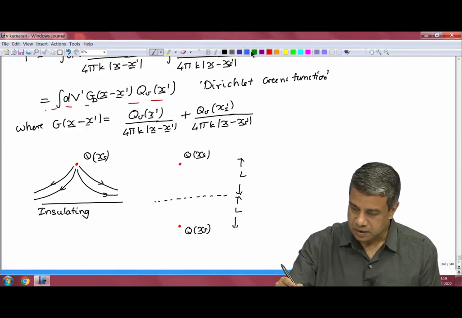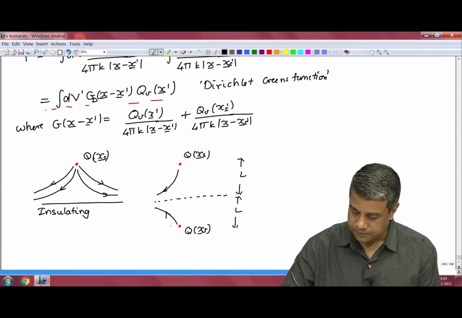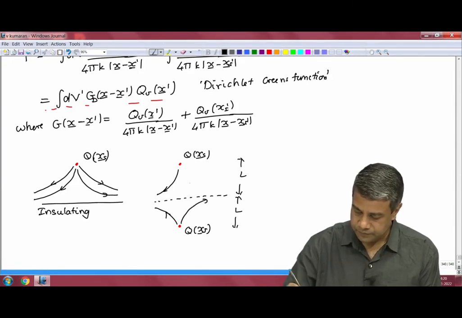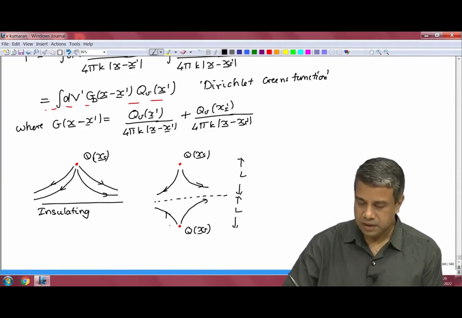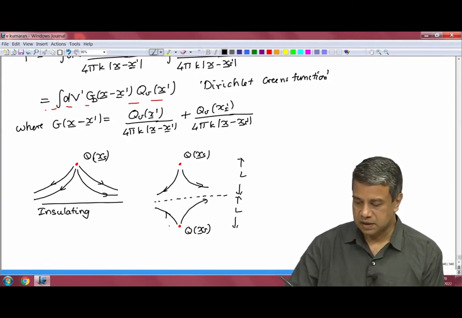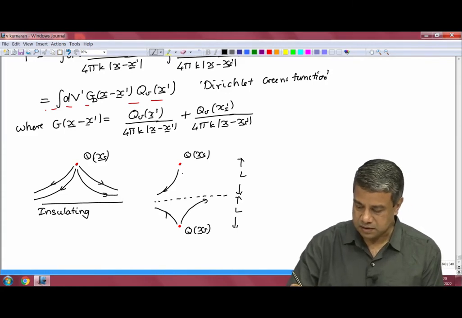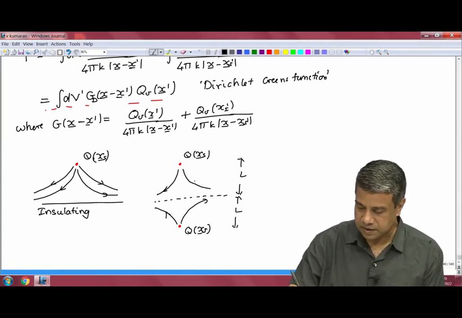The flux lines will actually go like this from symmetry. And at the surface itself, the flux perpendicular to the surface will be equal to 0 due to these two flux lines. The component of the flux perpendicular to the surface will be 0, and it satisfies the condition that there is no heat transfer through the surface for an insulating surface.